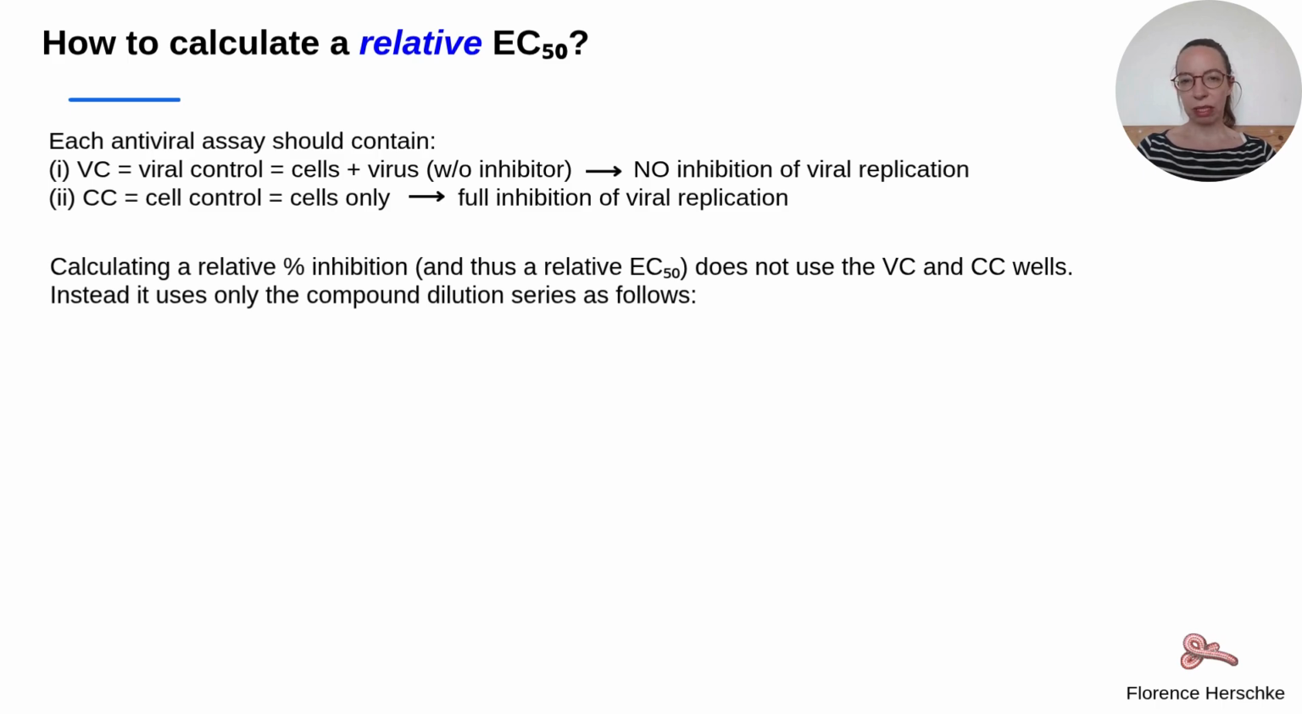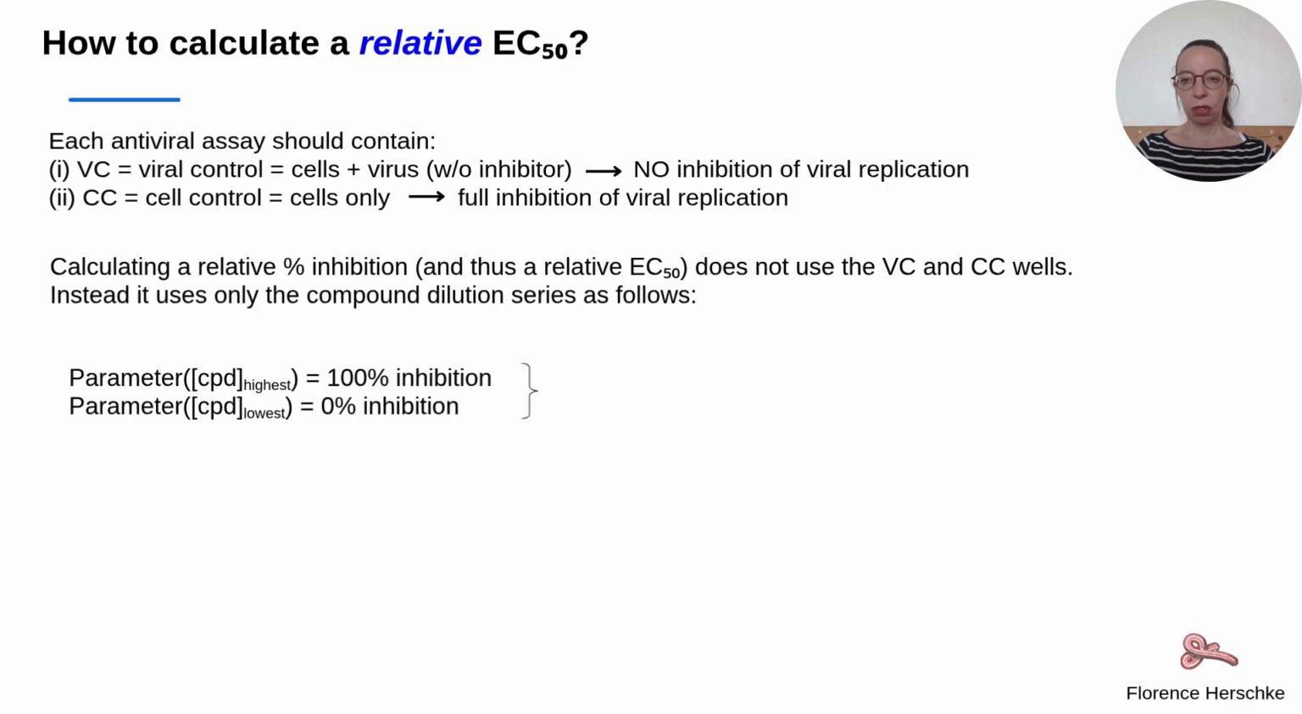Now moving to the relative EC50. Calculating a relative percent inhibition does not use at all the values for the VC and the CC wells. Instead, it only uses the compound dilution series as follows. So the parameter you're measuring at the highest compound concentration represents 100% inhibition, and the parameter you're measuring at the lowest compound concentration represents 0% inhibition. And thus, the formula becomes the following.